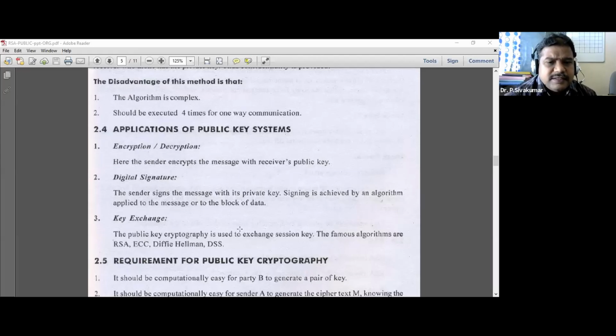Then digital signature. In a digital signature, the sender signs a message with the private key. It is similar to signing a paper document. Once you sign a letter and send it to your recipient, the recipient seeing this document automatically assumes that the letter came from the proper sender who signed it, because it is authenticated. So authentication is ensured by using the digital signature.